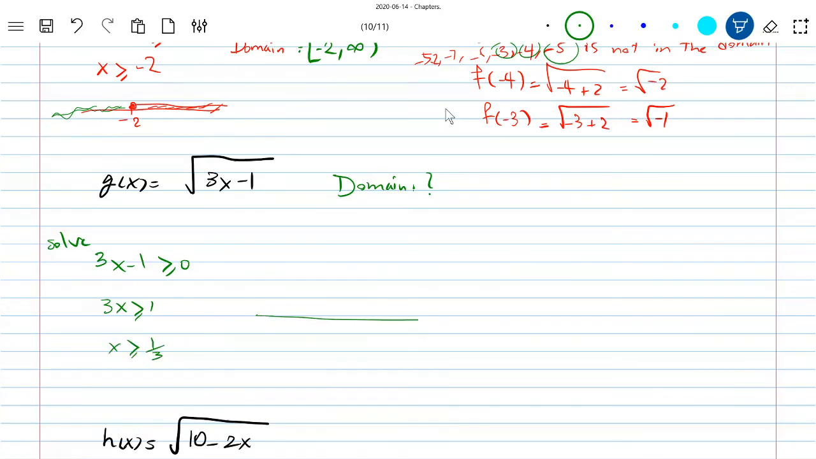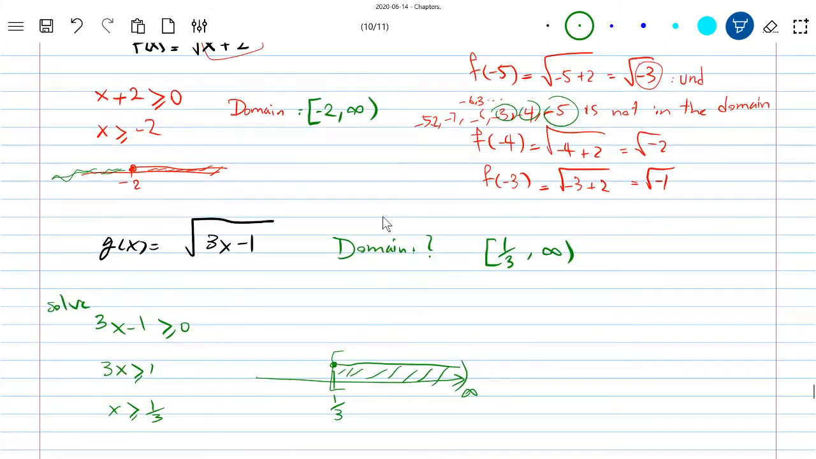And draw the number line. Here is 1/3. Any number greater than or equal to 1/3. It would be 1/3 to infinity. Infinity is always parentheses. Some of you made a mistake of using brackets. It's parentheses always.